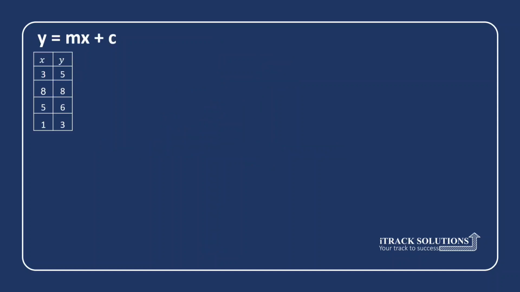For that, I am taking you to the next pair of data, and this pair of data is x comma y, and there are four pairs of data: 3 comma 5, 8 comma 8, 5 comma 6, and 1 comma 3. So these are four pairs of data.